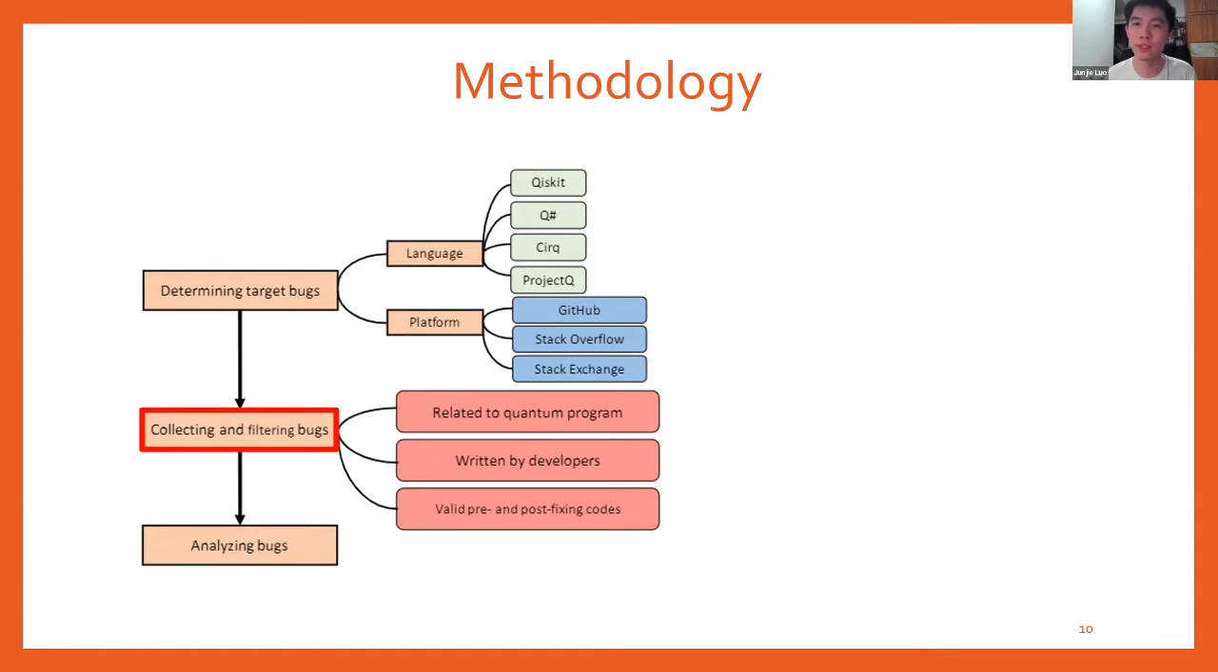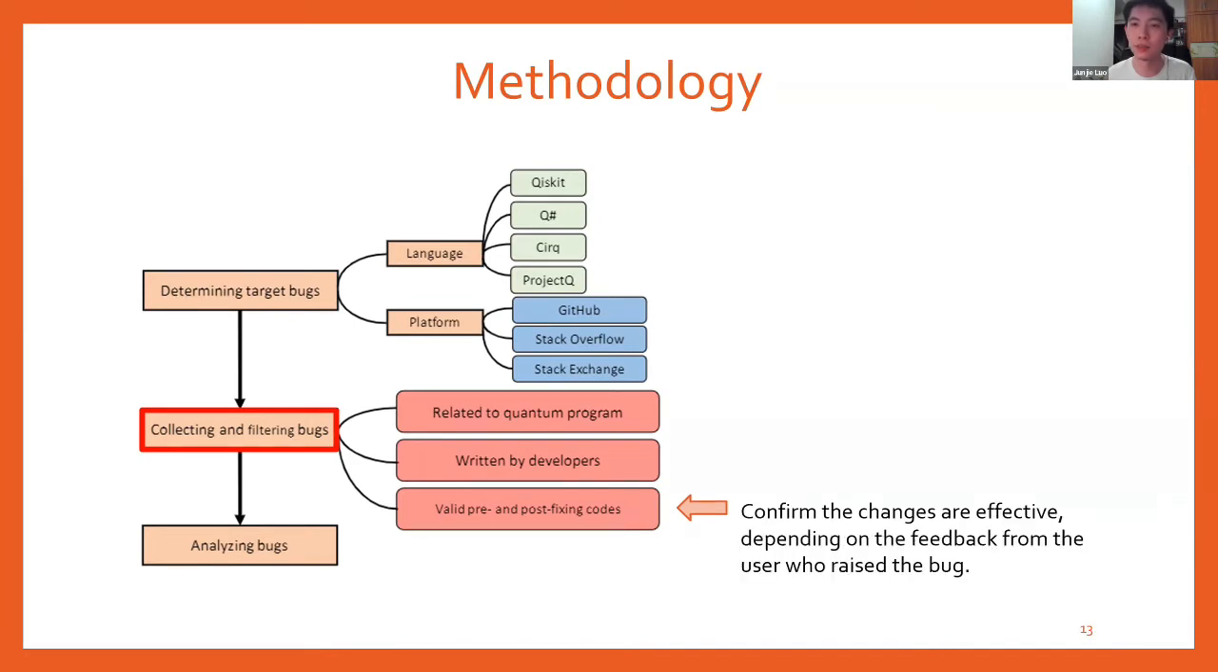There are 3 filter conditions for bugs as follows. First, we have to select the bugs that are related to quantum programs. If a bug is in a program that does not involve any quantum computation or operation, then the bug will not be included in the study. Then the programs we select should be written by developers, which means that the bugs that occur in the quantum programming languages themselves will not be discussed in this study.